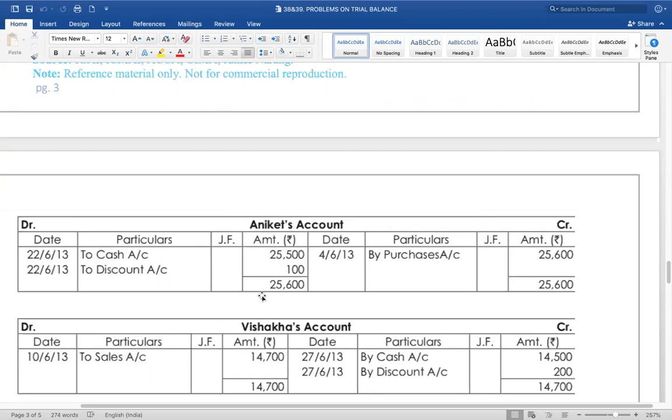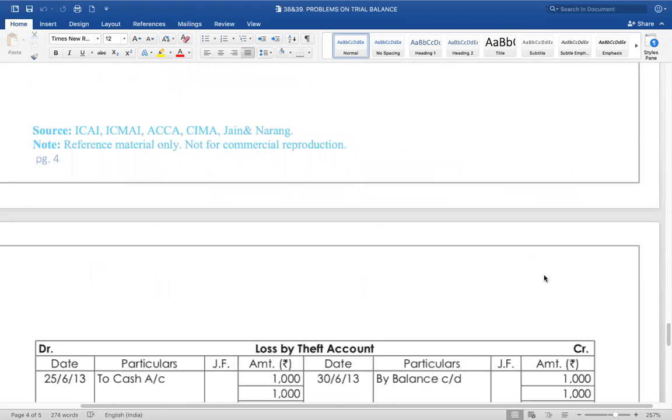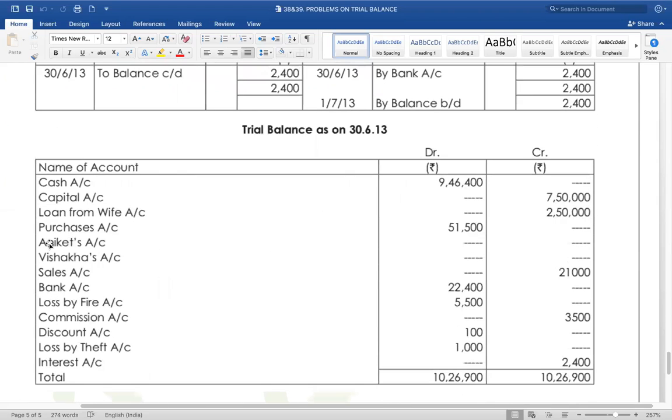The account is tallied. There is no balancing figure here, right? The account is settled. If there is a balancing figure, we will take it here. Look at Aniket's account: nothing, it is settled. If either side were more or less, we would have taken it. But the account is tallied, so we don't need to write here. Do you understand this point? You must understand this point. The account is settled, you don't need to write anything, neither in debit nor in credit.